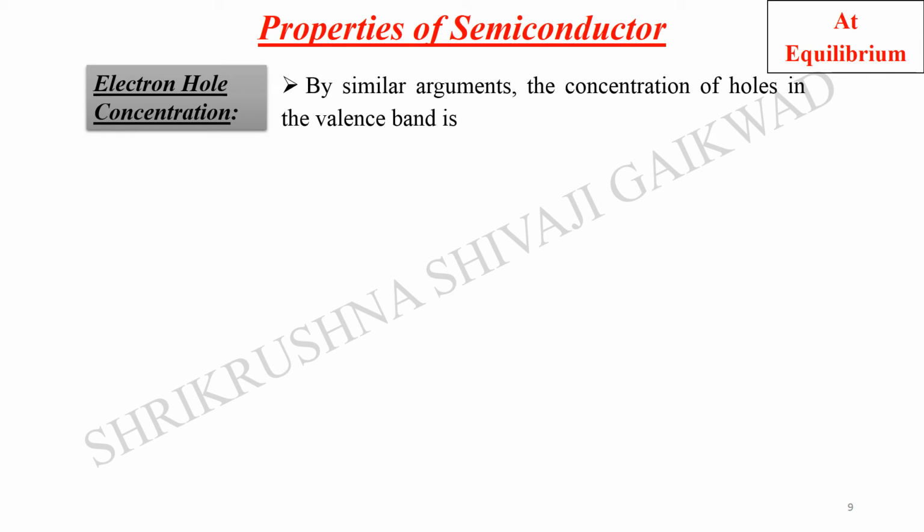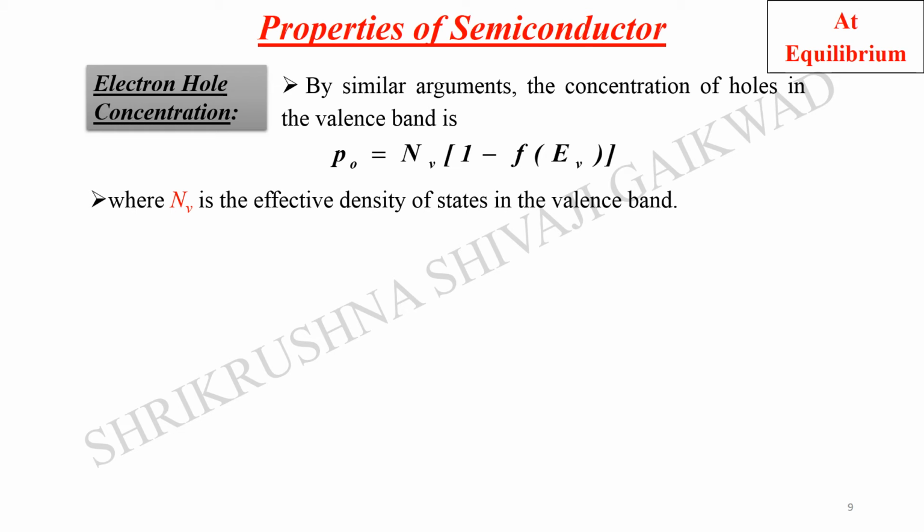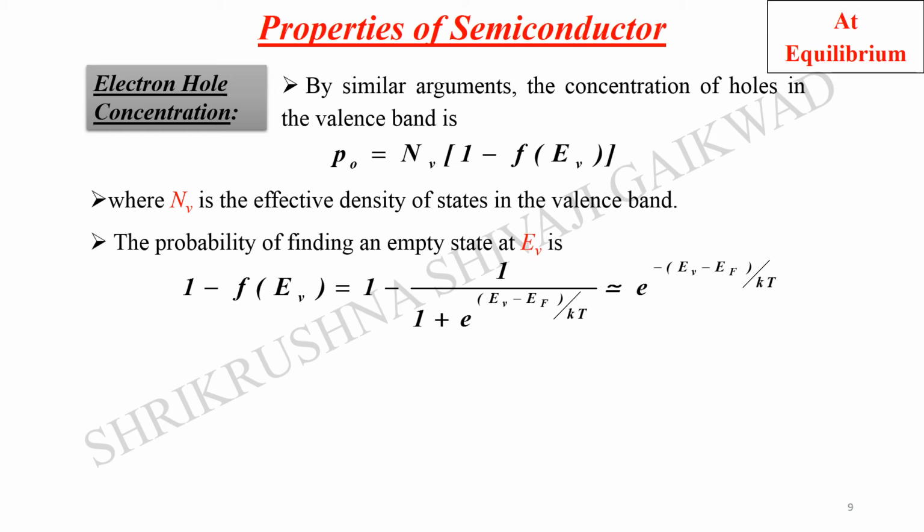By a similar argument, the concentration of holes in the valence band is given by p0 equal to N_V times 1 minus f of E_V. So we substitute the value of the probability occupancy function at E equal to E_V. Here N_V is the effective density of states in the valence band. The probability of finding an empty state at E_V is 1 minus f of E. Substituting E equal to E_V in f of E, this gives approximately the exponential of minus (E_F minus E_V) by kT.